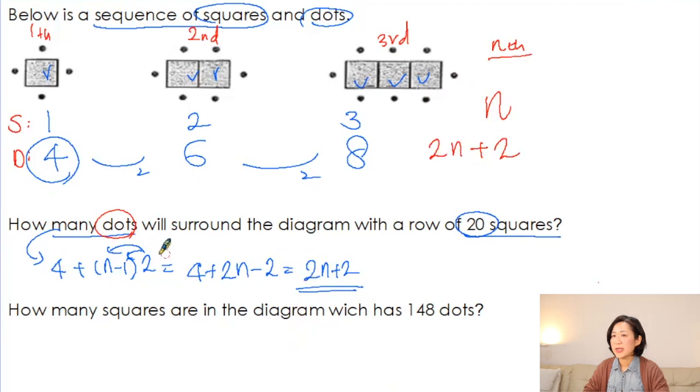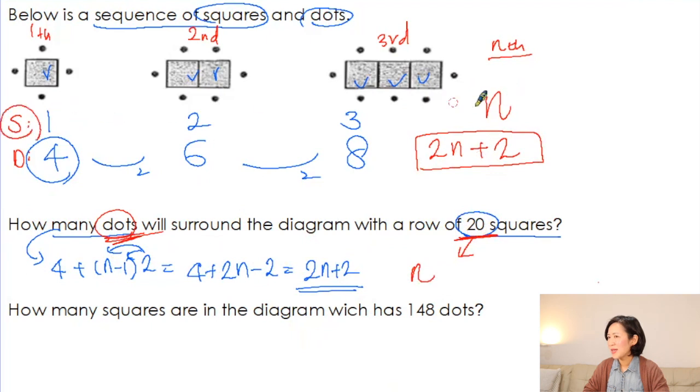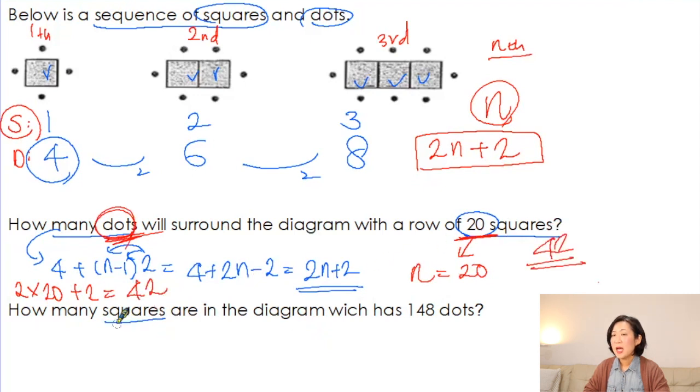Let's have a look at the question again. How many dots will surround the diagram with a row of 20 squares? So what does 20 squares mean? We need to focus on our dots formula, but 20 squares gives you information. That means your n is 20, right? 2 times 20 plus 2. You just put 20 into the formula. That gives you 42.